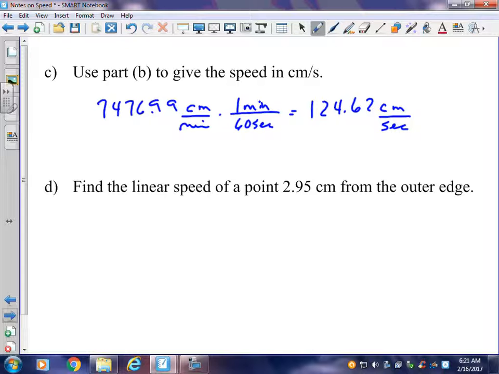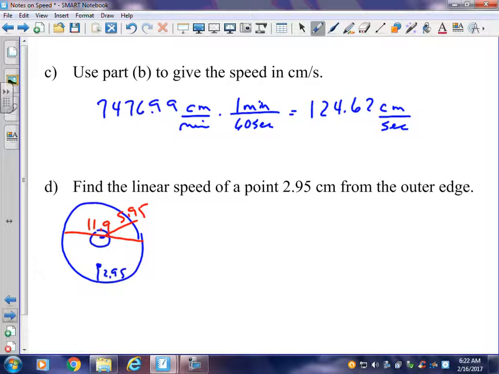Now, the last ones, let's look at this problem. Here's your CD with your hole in the middle, right? And there's your center. It says the point on the outer edge of the circle is 2.95 from the outer edge. So here's the point where it's going to start reading, and that's 2.95 from the outer edge. Now we also know that the diameter was 11.9 and that the radius was 5.95.